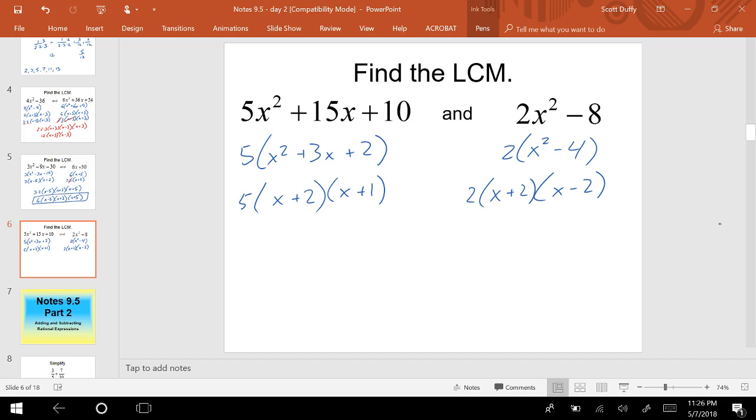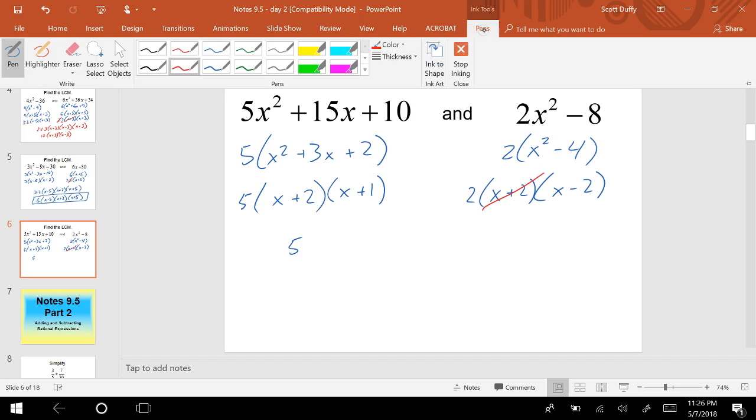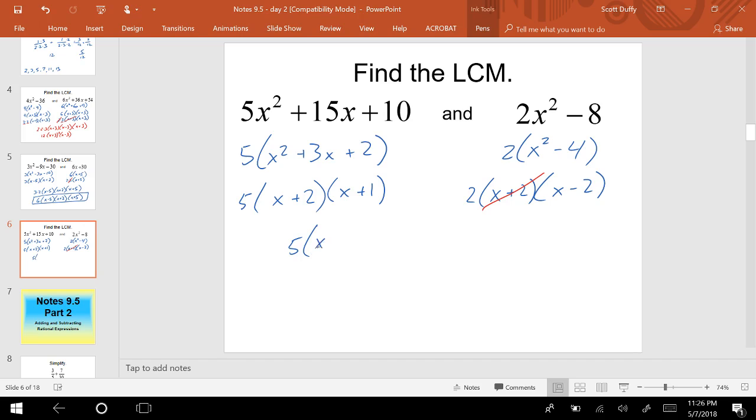Now I go through and I say, alright, I have a 5 in the left factorization. Do I have a repeat in the other? No. So I can write that down. Then I have an x plus 2 in the first factorization. Do I have an x plus 2 over here? Yes, I do. So I'm going to cancel this one out. Then I have an x plus 1 in this factorization. Do I have another? Nope. So it doesn't cancel out.